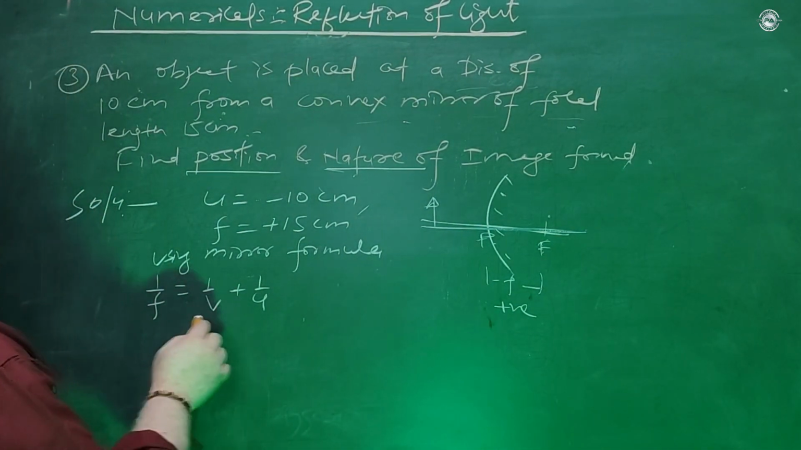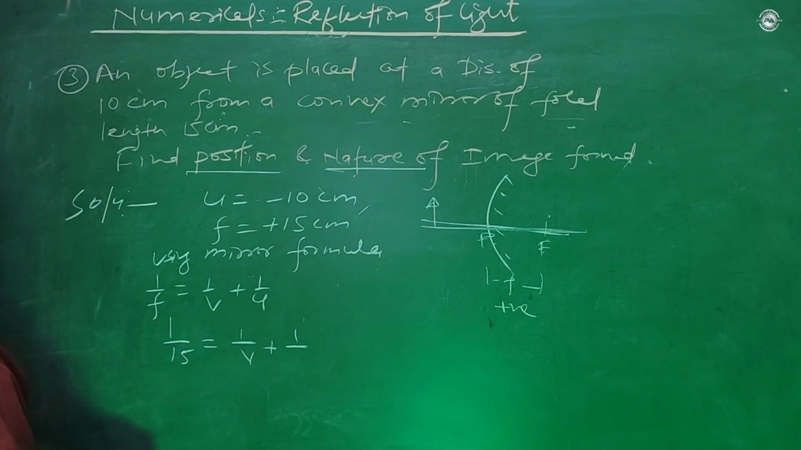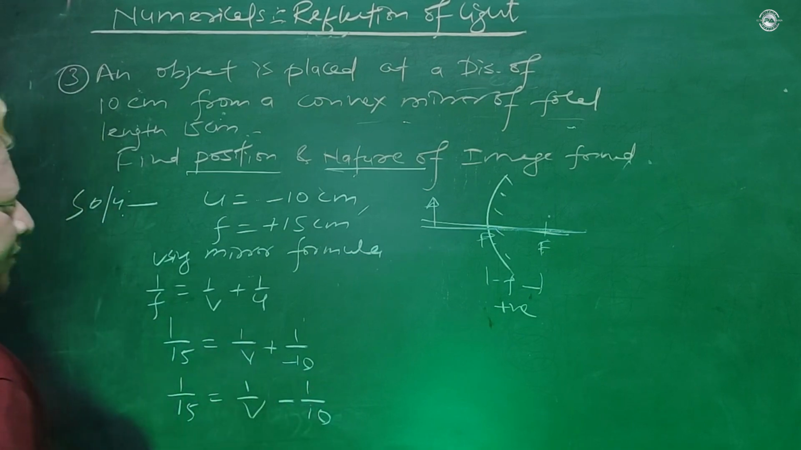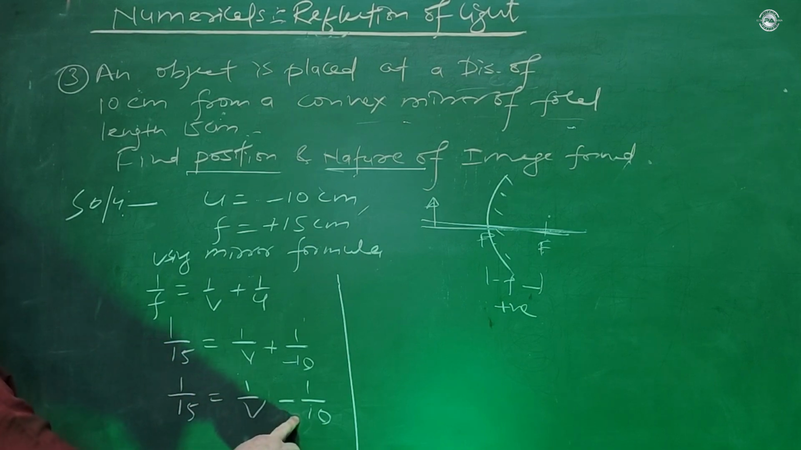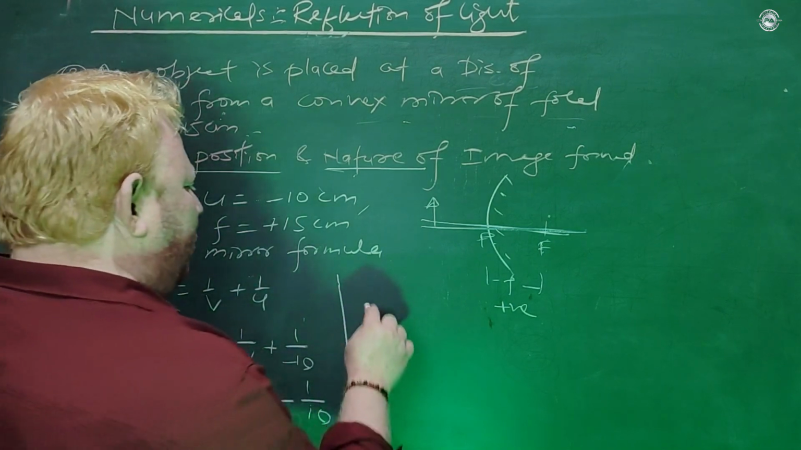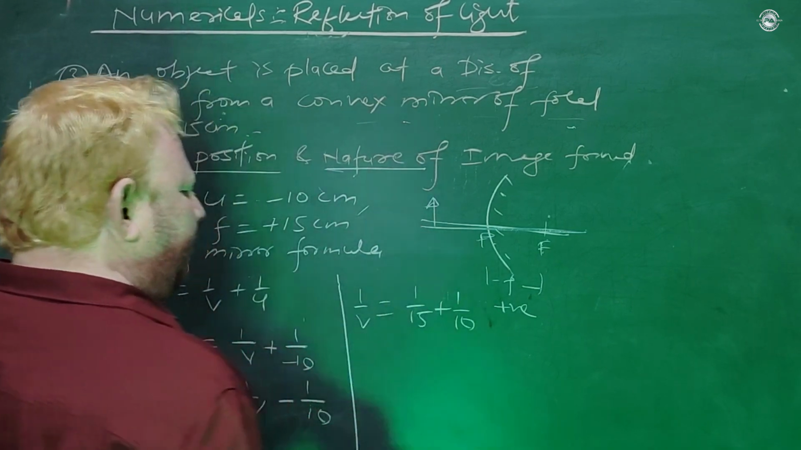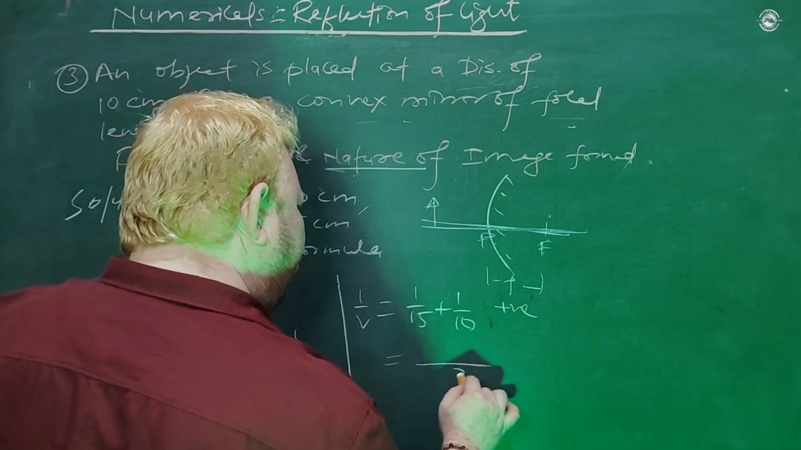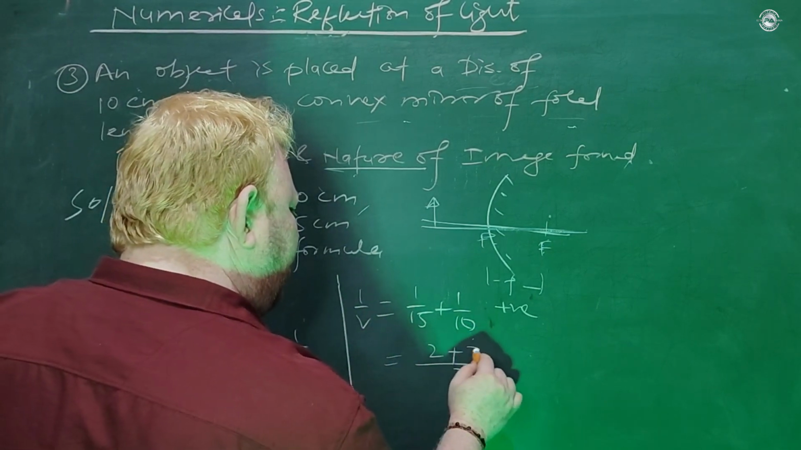So here 1 by 15 is equal to 1 by v plus 1 by u, that is 1 by minus 10. So 1 by 15 is equal to 1 by v minus 1 by 10. Now 1 by v is equal to, this minus will come here as plus, 1 by 15 plus 1 by 10. What is the LCM of 15 and 10? The LCM is 30. 15 twice is 30, 10 three times is 30.